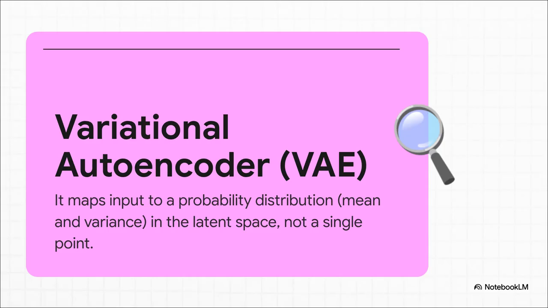So how does a VAE build this nice, smooth space? Well, instead of mapping an input to a single, precise point on the map, its encoder maps it to a probability distribution. Basically a fuzzy region, defined by a center and a size. It's saying an image like this lives somewhere around here. This probabilistic twist is the key that changes everything.